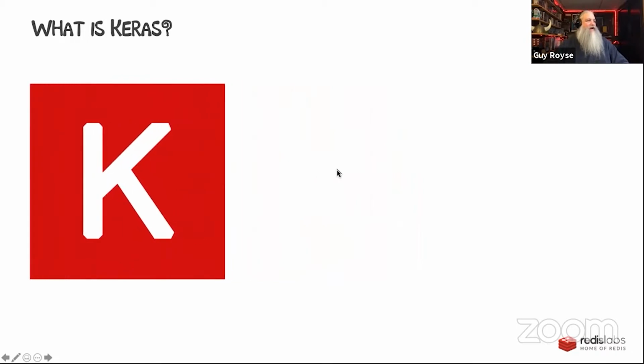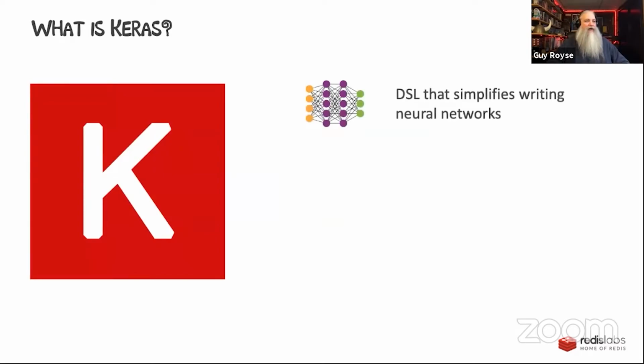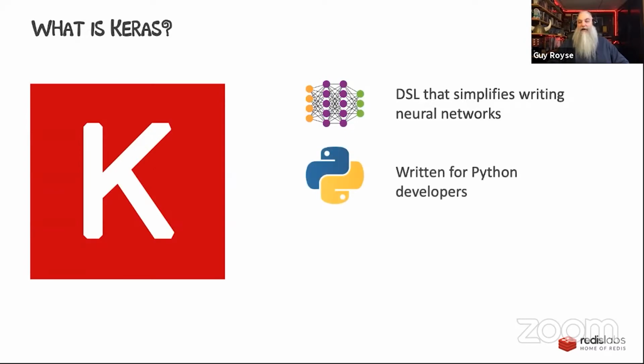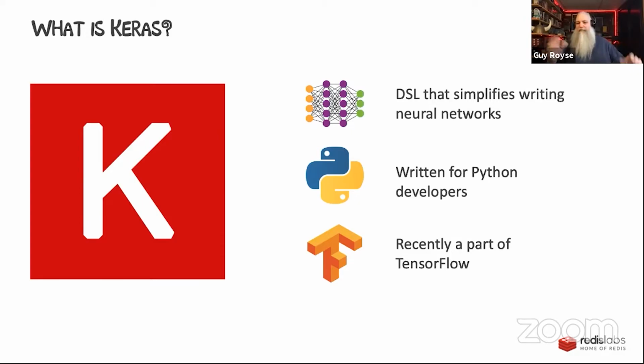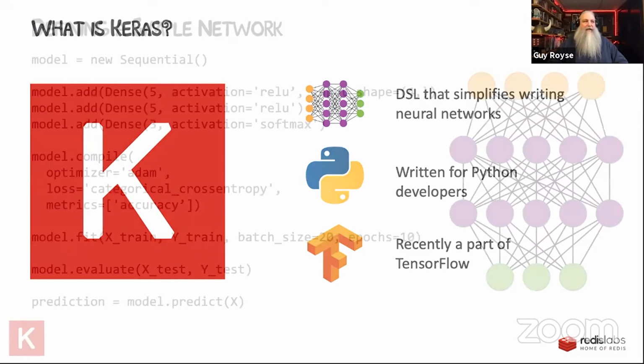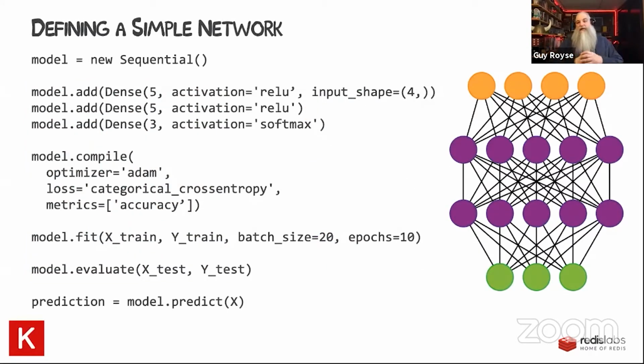So let's talk about Keras. Keras is this DSL that I mentioned for making writing neural networks easy. It's all for Python developers, and it's part of TensorFlow now. It wasn't originally. I did a talk a couple of years back called Deep Learning Like a Viking that used an earlier version of Keras before it was part of TensorFlow. Now it's part of TensorFlow. And so here is some Keras code written in Python.